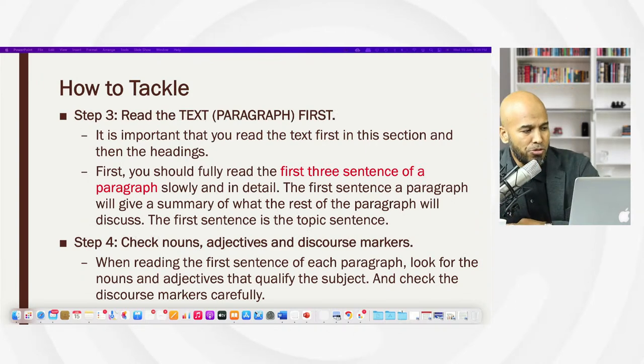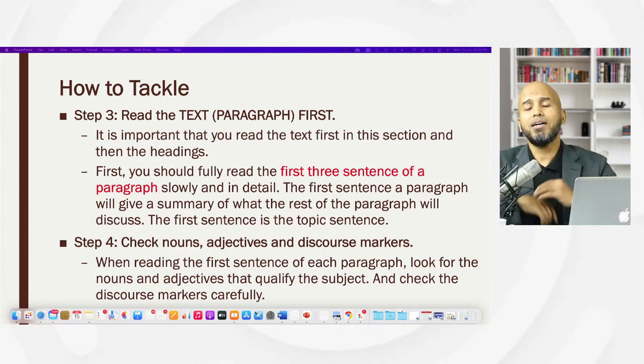Okay, so step number three, read the text first. I mean the paragraph. There are other approaches. Many of you would ask the same. Many of the teachers, many of the YouTube and Google professors may advise you to read the questions first and then match with the text. My question is, if you start reading the questions, you may have some confusion. So how can I relate these questions with the text?